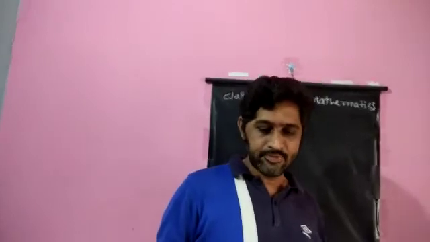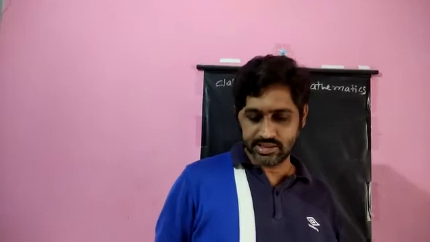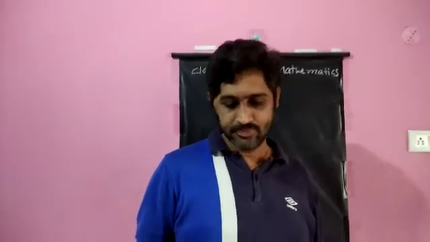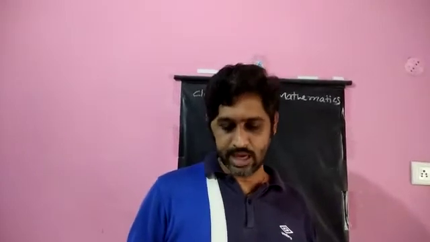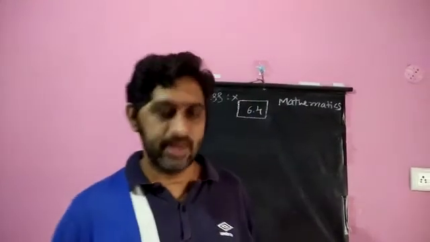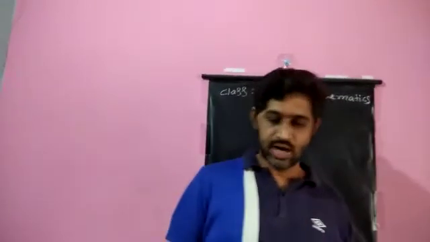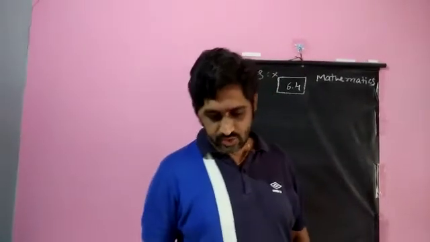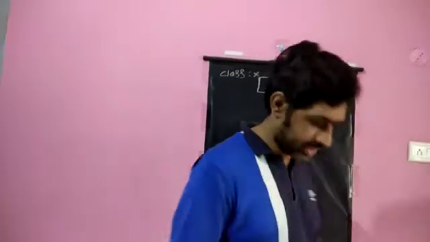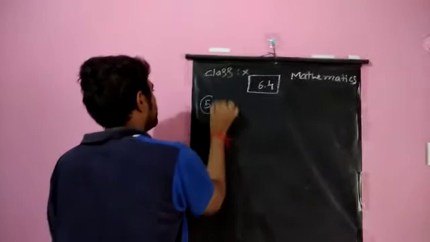D, E and F are respectively the midpoints of the sides AB, BC and CA of triangle ABC. Find the ratio of the areas of triangle DEF and triangle ABC. Once again, if I revise the question, you see D, E and F are respectively the midpoints of the sides AB, BC, CA of triangle ABC. Find the ratio of the area of triangle DEF to triangle ABC. So see question number 5.